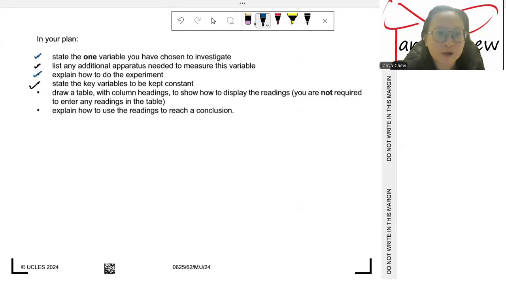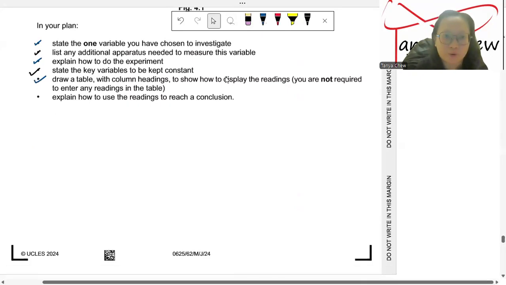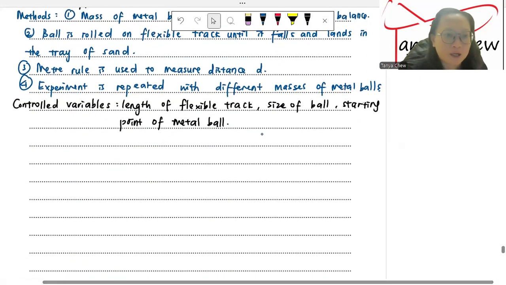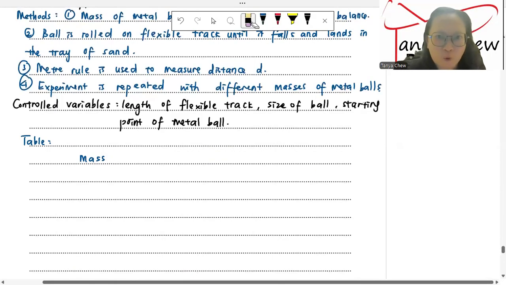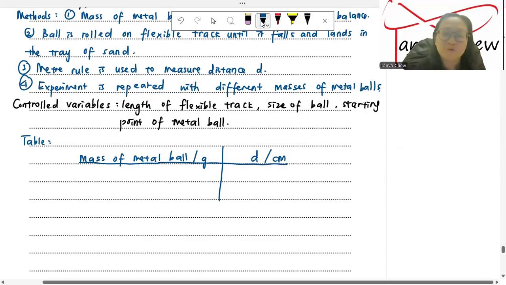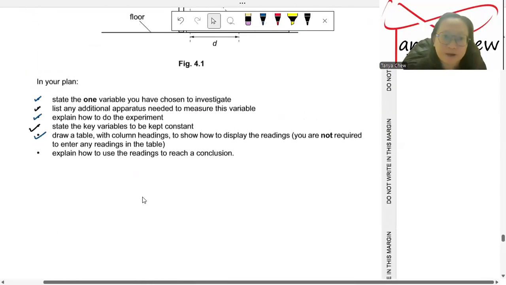And the next one is I have to draw a table, right? So this is my table. It would be mass, which is measured in gram. Oh, I don't just put mass. Mass of what? I have to explain. Mass of metal ball, in gram. And my other column will be distance d. Done with the table part. I do not have to fill in the blank because I'm just a planner.